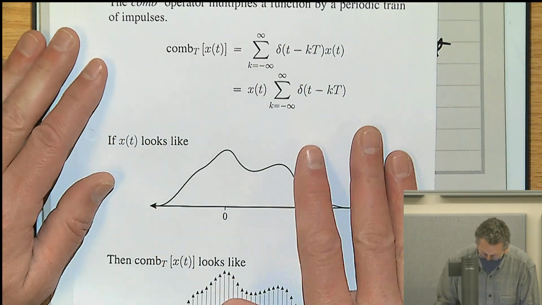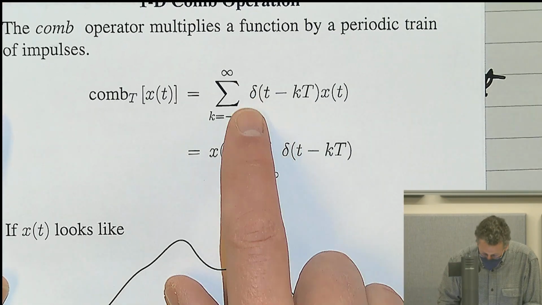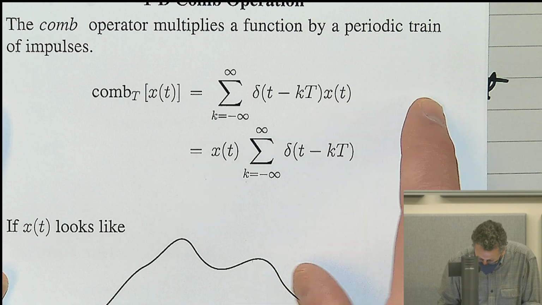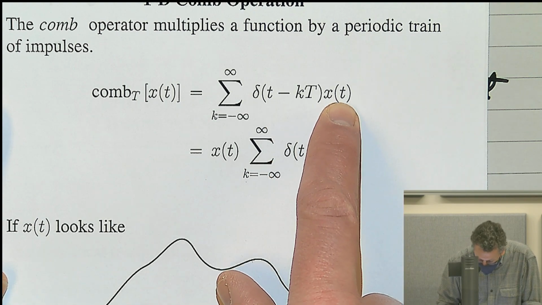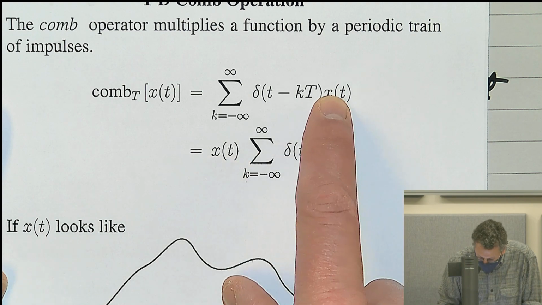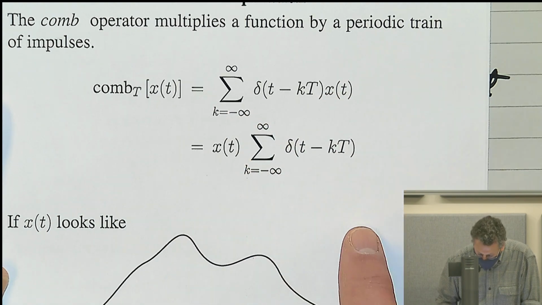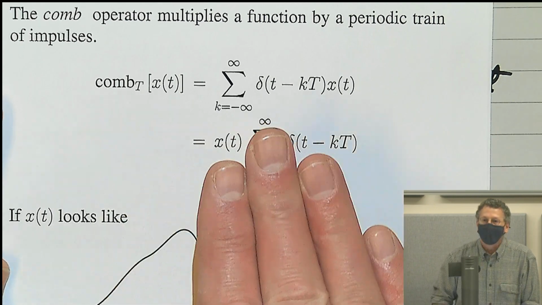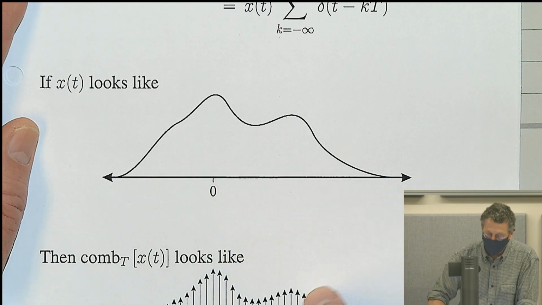Okay, and you can write that expression two ways. They're exactly equivalent. One is that you can take x of t inside the sum, or you can take it outside. It's not a function of k, so it doesn't care. So one way of thinking about it is you're taking the flat comb with equal length tines, and you're modulating their amplitude.